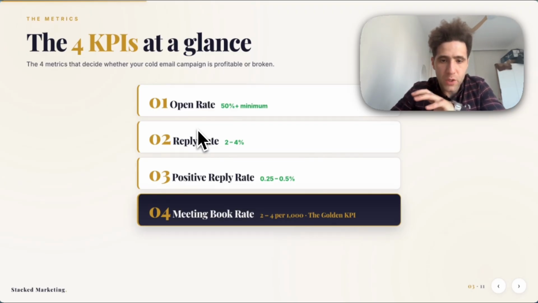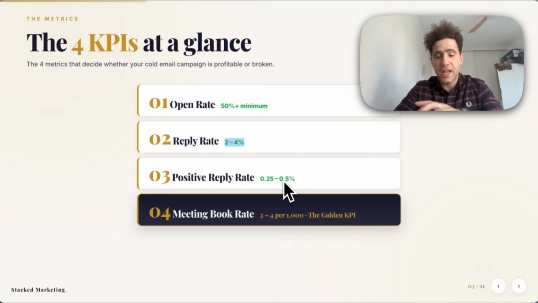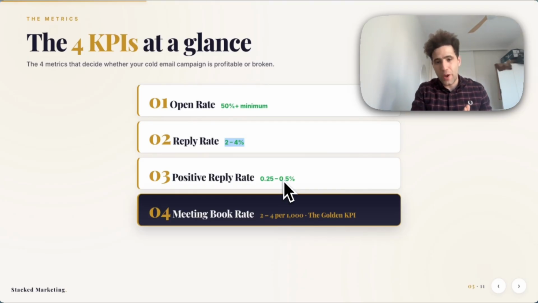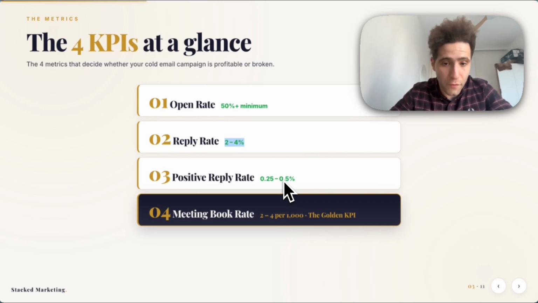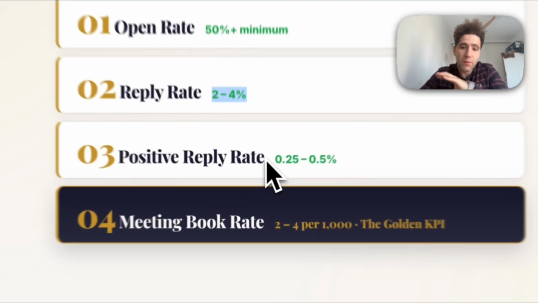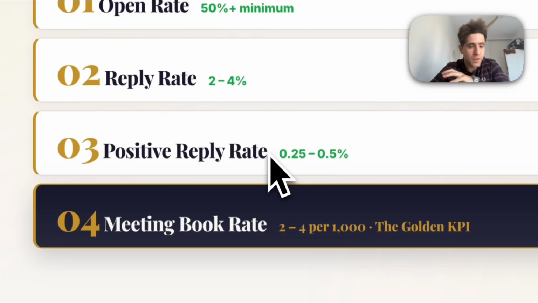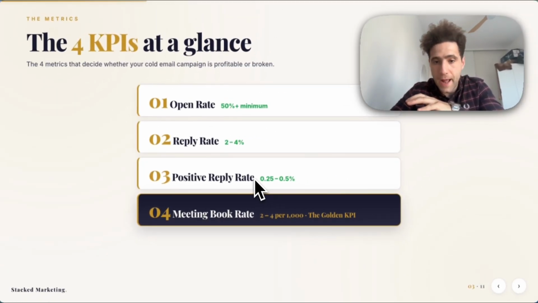You want it to be anywhere between 2 to 4%. Why do we want this? It's because it can give you a good idea about whether or not your emails are landing in the primary inbox and surpassing spam filters. Then you want a positive reply rate of anywhere between 0.25% to 0.5%. If you have a really strong campaign, it can go anywhere up to 3, 4, 5, even 10%, depending on how strong your offer and your scripts are. But a positive reply rate will give you a good indication about product market fit, and if you're selling something that the market actually wants to buy.